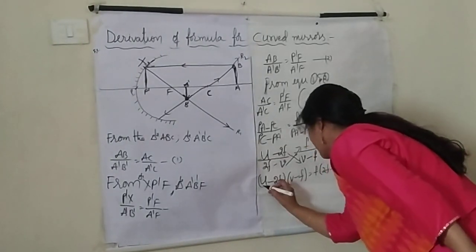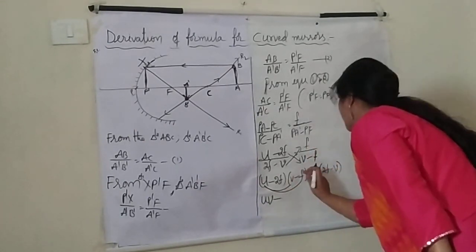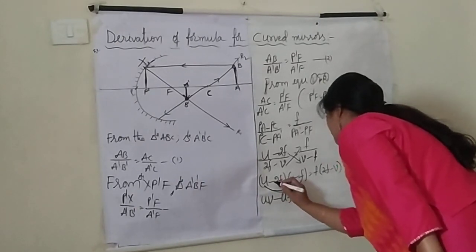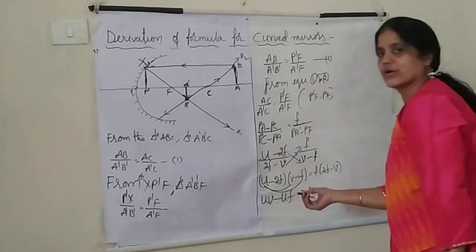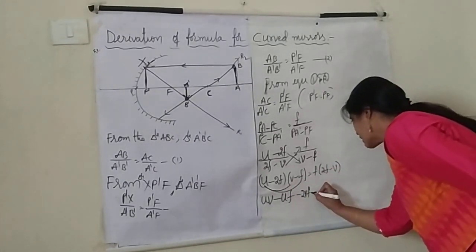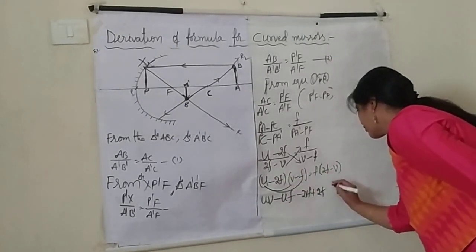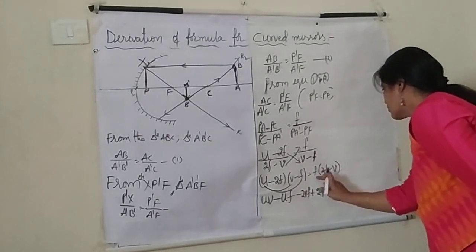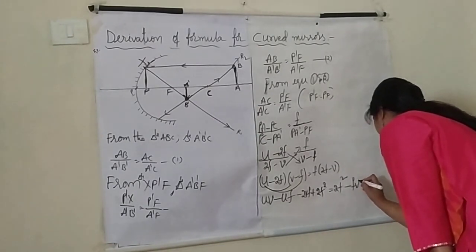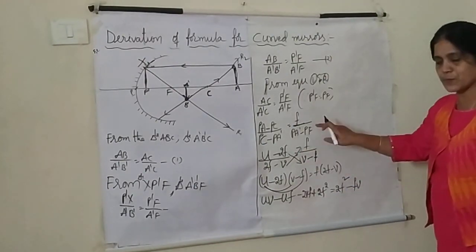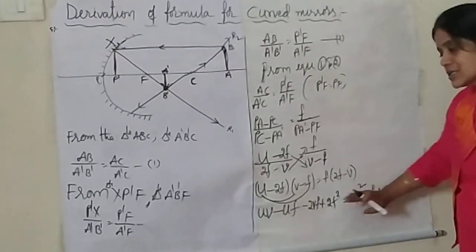Then when you multiply this like this, U into V, UV, minus U into F, UF. Here with minus you are multiplying, minus 2VF, or 2FV, you can write either, no problem. Next, minus into minus becomes plus 2F into F, 2F square, is equal to, with F you multiply, F into 2F, 2F square, minus FV. Do the cross multiplication and multiply the terms. Then you will get like this.